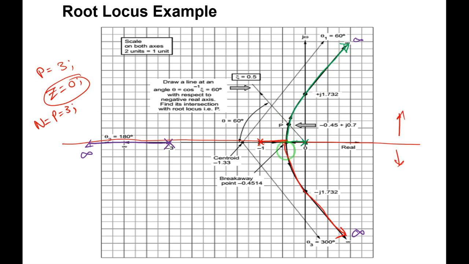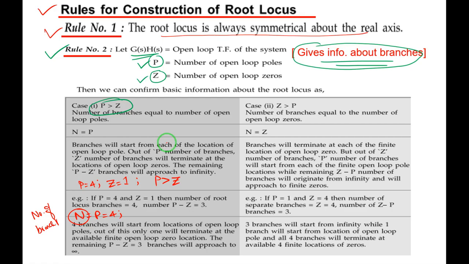This branch is starting here and it is going towards infinity, just endless. This branch is starting here and it is moving towards infinity because zeros are absent. If any zeros are there, one of the branches will terminate on the available zero, right? Okay, let's see an example.